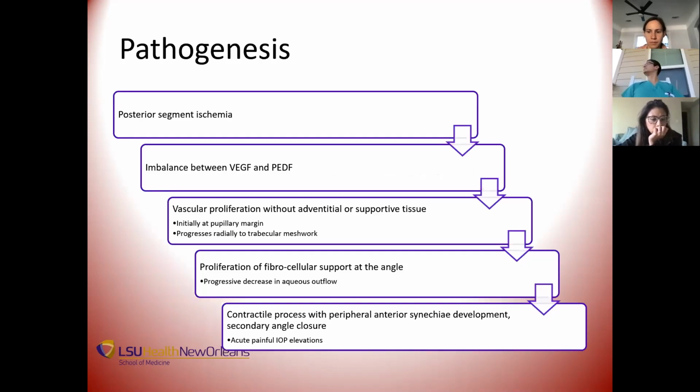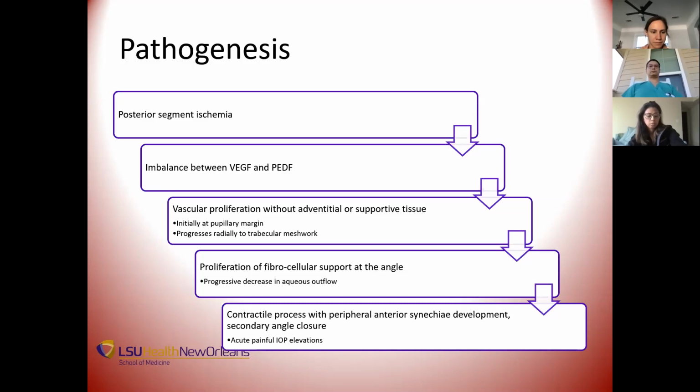So I made a little flow chart of how NVG progresses, although it's definitely not 100%. You start with some cause of posterior segment ischemia from things like diabetes, CRVO, OIS, things that we previously mentioned. This results in an imbalance between pro-angiogenic and anti-angiogenic factors, so VEGF tends to increase. That in turn causes vascular proliferation, initially at the pupillary margin, then it progresses radially towards the trabecular meshwork, although it doesn't have to occur that way.